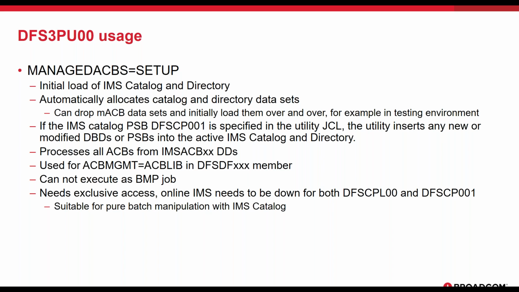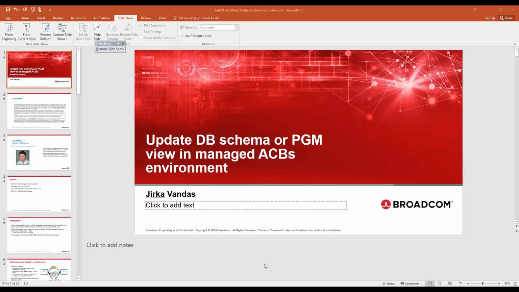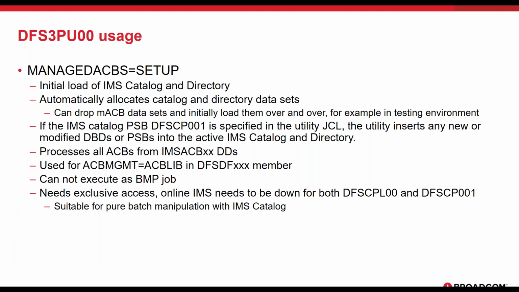It processes the ACB members from the IMS ACB DDs, and it requires... Why? Oh, okay. And the utility requires to have the ACB lib in ACB management in the DFSDF member to be set up. So basically, the configuration PROCLIB member is set up so that the reading of the definitions is from the ACB libraries.